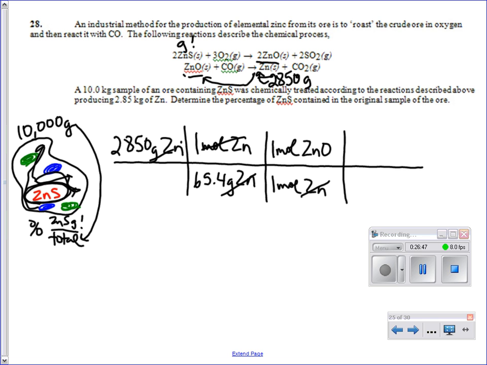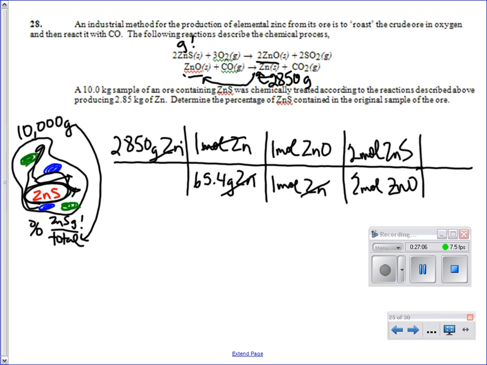Okay? Now this is the part that is really not that hard. There's a relationship between zinc oxide and zinc sulfide. What is it? 2 to 2. For every 2 moles of ZnO, I have 2 moles of ZnS. But am I done?